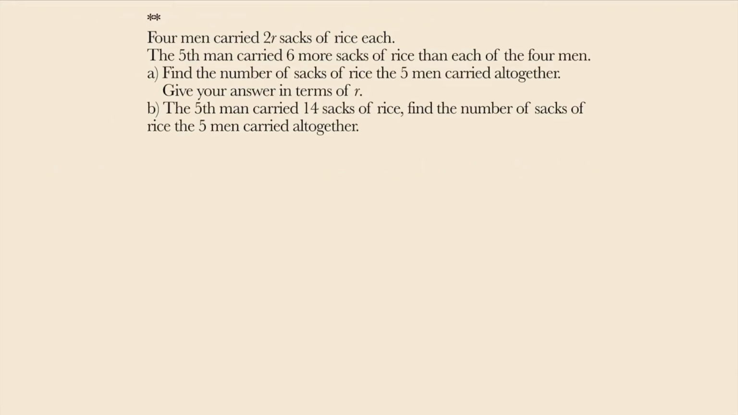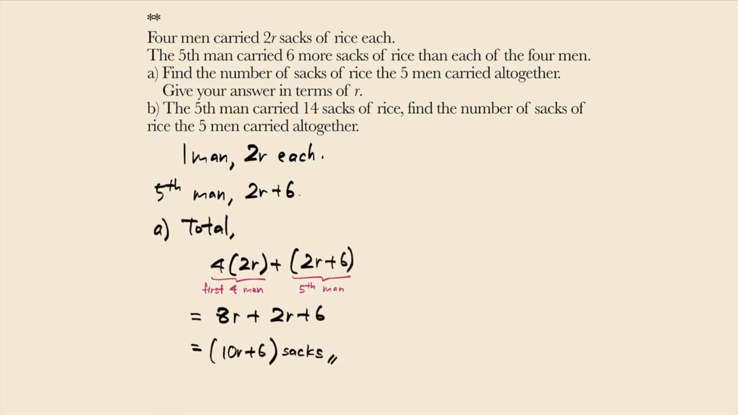4 men carried 2R sacks of rice each. The 5th one carried 6 more than each of the 4 men. Okay, so imagine the 1 man, 2R each. The 5th man is whatever each man had, 6 more. So the 5th man is 2R plus 6. The 5 men altogether would be 4 of those 2R's, the first 4, and then the 5th man, 2R plus 6. So that's 8R plus 2R plus 6, that's 10R plus 6 sacks of rice.